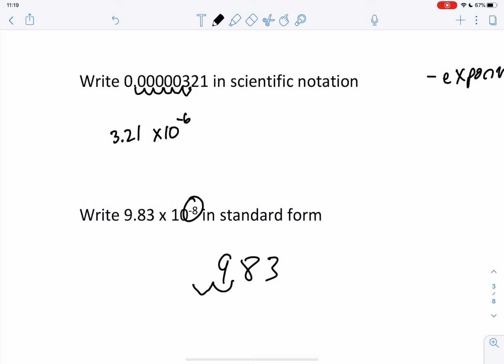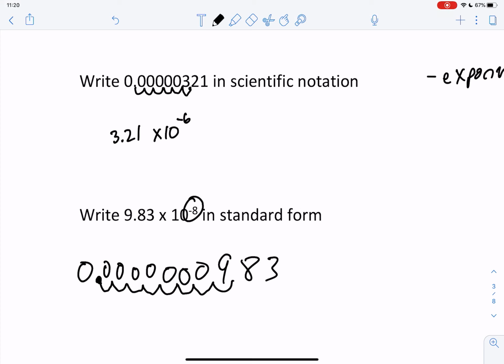1, 2, 3, 4, 5, 6, 7, 8. So we put the decimal here and fill in the zeros wherever there's like a curve. And then just always make sure you have a 0 in front of the decimal place. So that is 0.000000983.